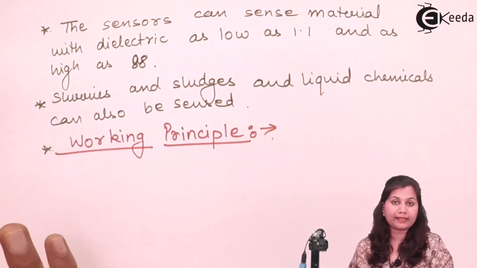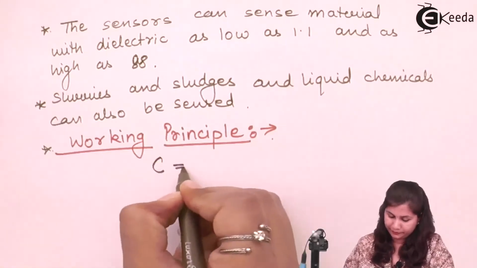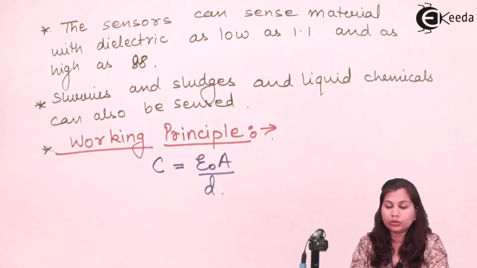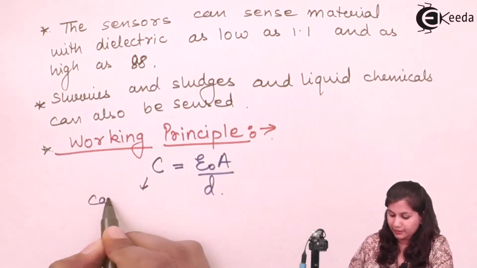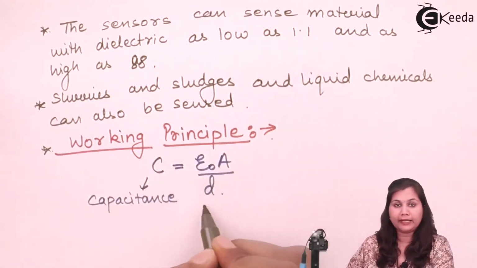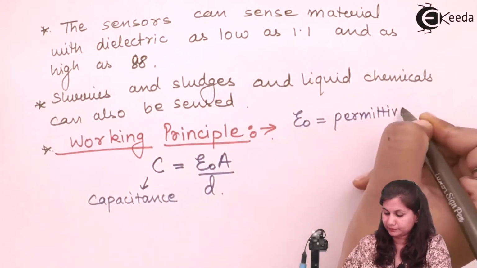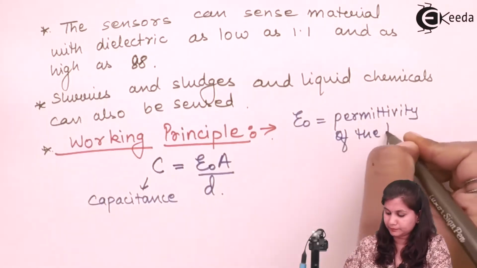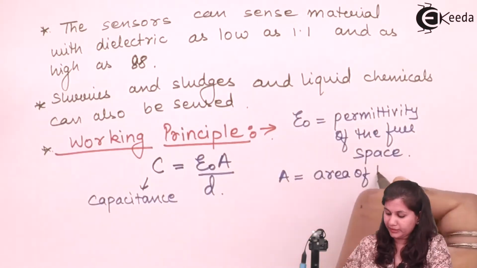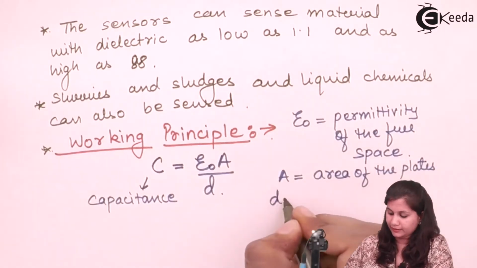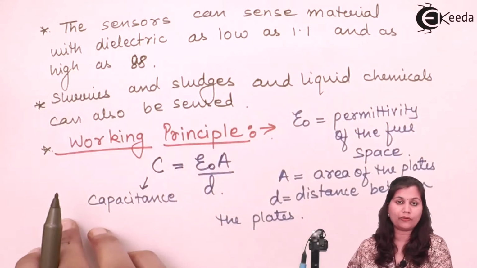Now, if we define the term capacitance for a capacitor, then capacitance is given by the relationship C equals epsilon A by D. Epsilon naught is the permittivity of the free space, A is the area of the plates, and D is the distance between the plates. So this is how the capacitance of a capacitor is defined.